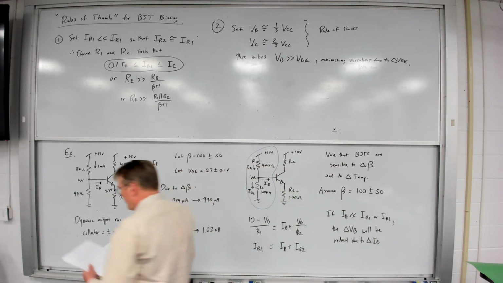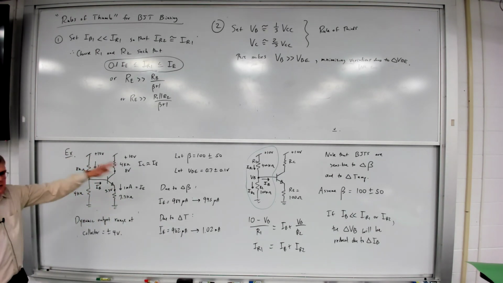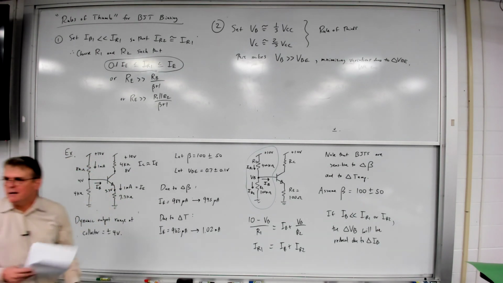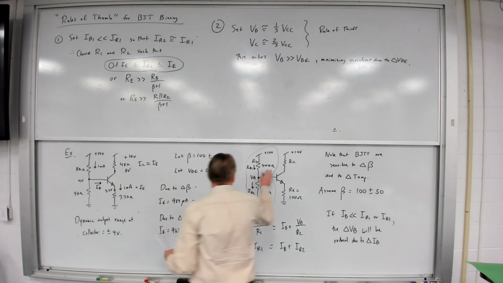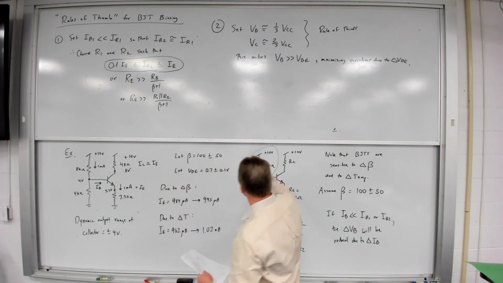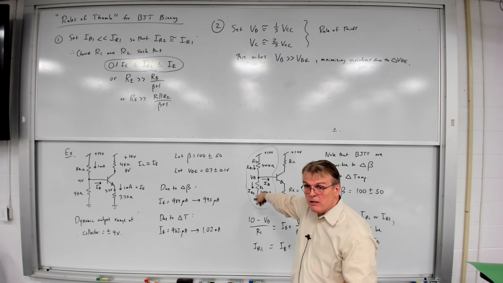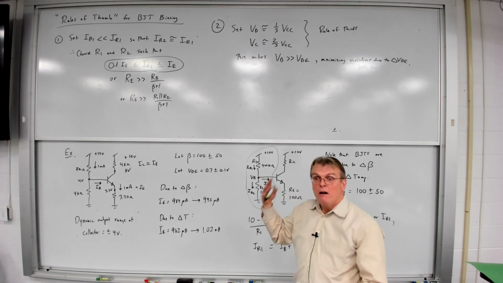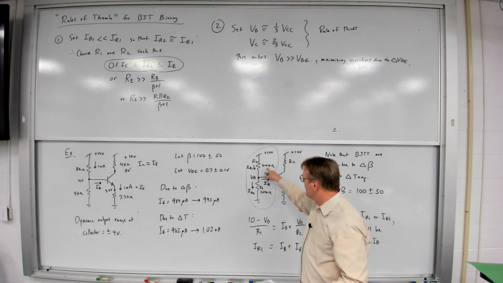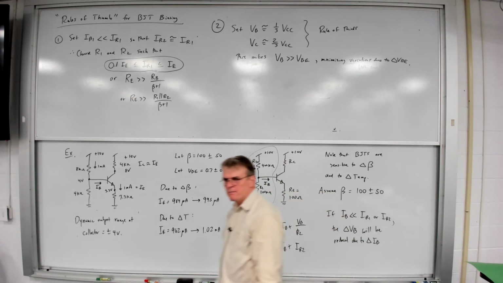Okay? So this is, once again, a very, very common technique, this idea of the rule of thirds and also making the bias current flowing through this base string fairly large. You don't want to use large resistors. You want to use smaller resistors.